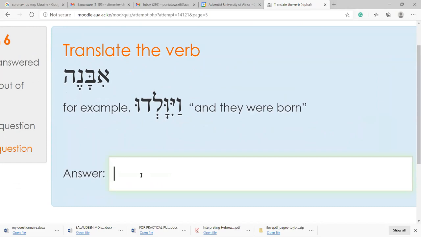This is Yiktol. Yiktol, correct. I will build. But it is Niphal. So we should make it a passive. I will be built. I will be built. Yes.